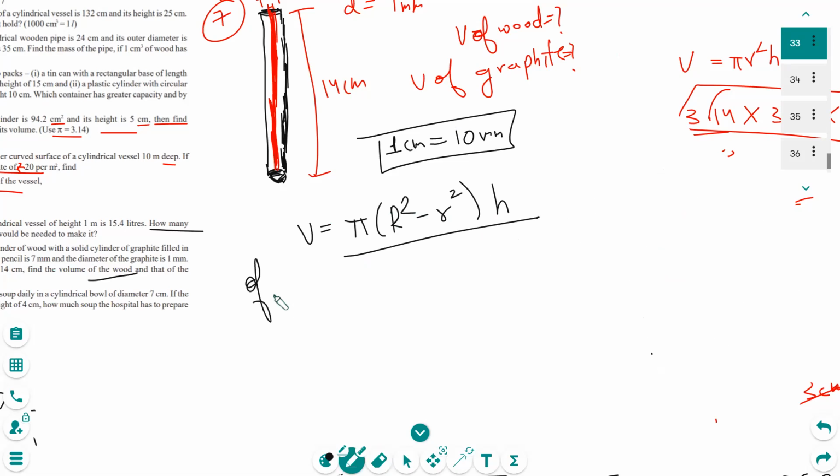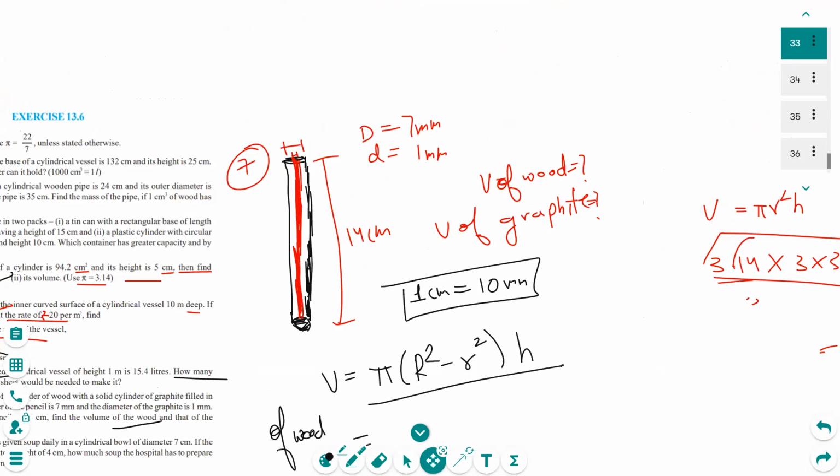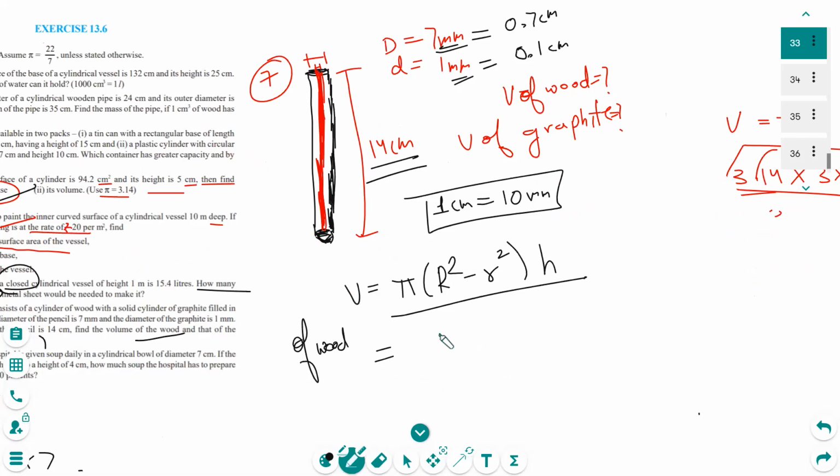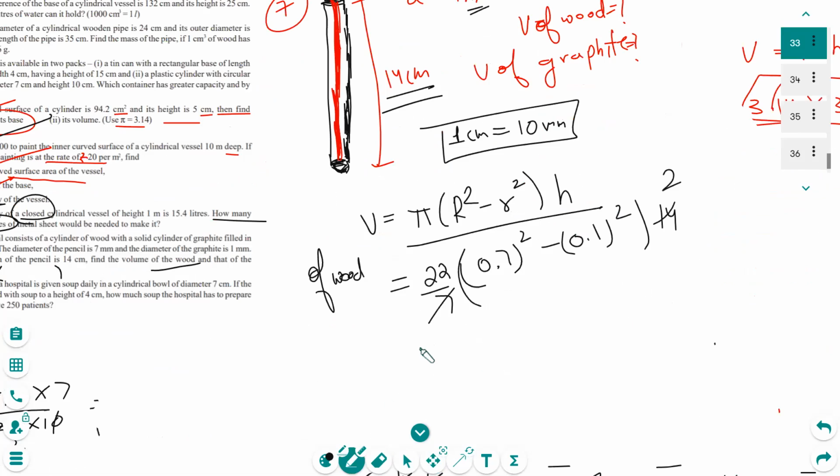Volume of लकड़ी. अब लकड़ी के लिए पहले हमें इनको सेंटीमीटर में करना पड़ेगा क्योंकि हाइट सेंटीमीटर में है, these guys are in millimeters. So if I divide it by 10, I will get in centimeter, right? If I divide this guy by 10, I will get it in centimeter again. So let's plug in the values. That's my pi. Pi is 22 by 7. R square, 0.7 square minus 0.1 square, and h is 14. So 7 times 2 gives me 14, so that's okay. 22 times 2 gives me 44.